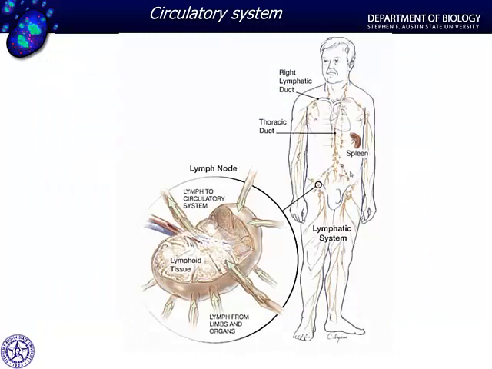And in this illustration, we can see the right lymphatic duct, and then we see the thoracic duct. The right lymphatic duct is largely draining the head and the right side of the body. The thoracic duct is draining the lower portions of the body and the left side of the head and the arm.